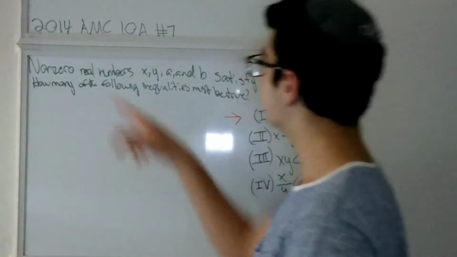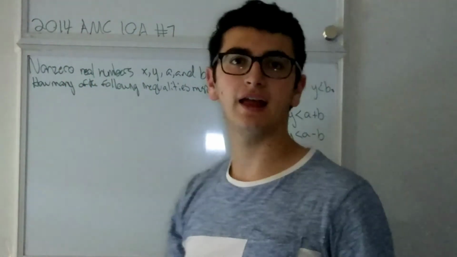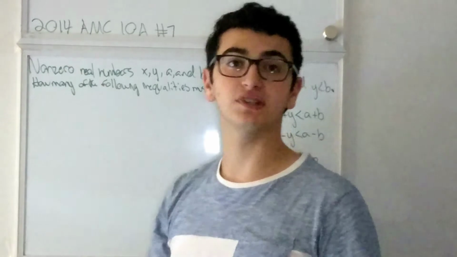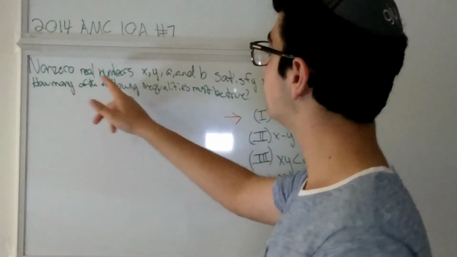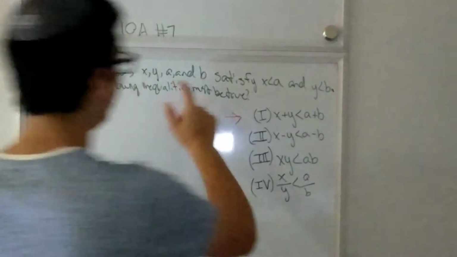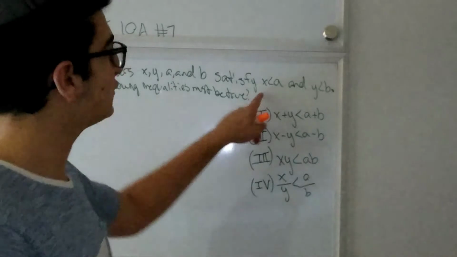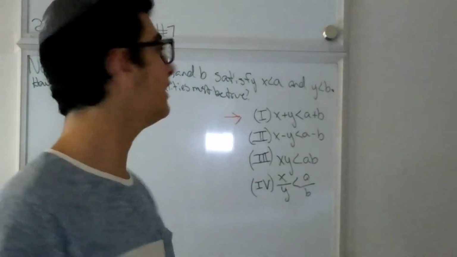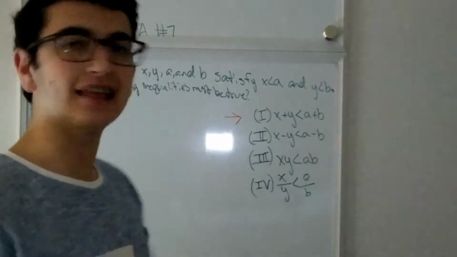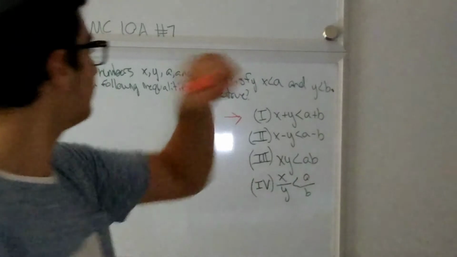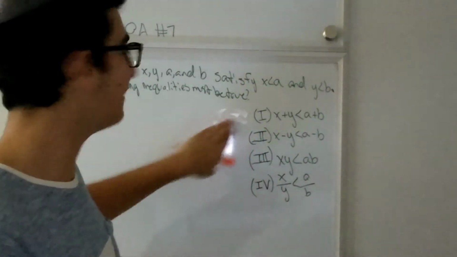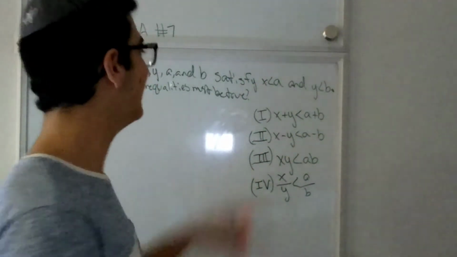Okay, this is the 2014 AMC 10A number 7. Non-zero real numbers x, y, a, and b satisfy that x is less than a and y is less than b. How many of the following inequalities must be true?